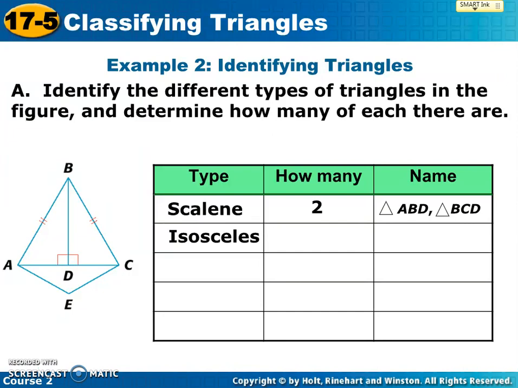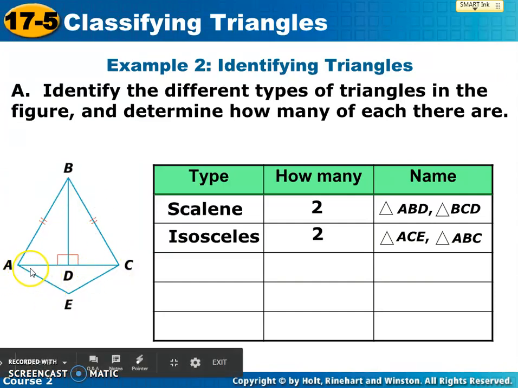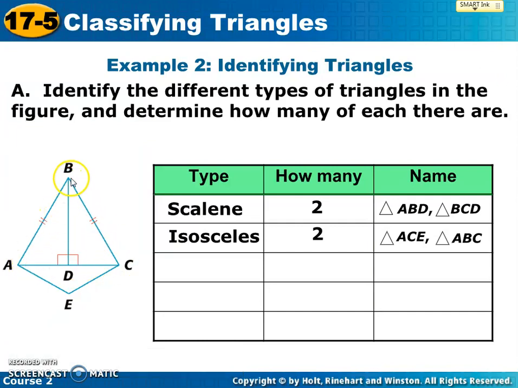Then we're going to look at our isosceles triangles. Remember back to your definition of isosceles. And we're going to indicate how many isosceles triangles we have. We have two isosceles triangles. As you can see, we can look at this and go with an ACE and an ABC. So we have two of those isosceles triangles.